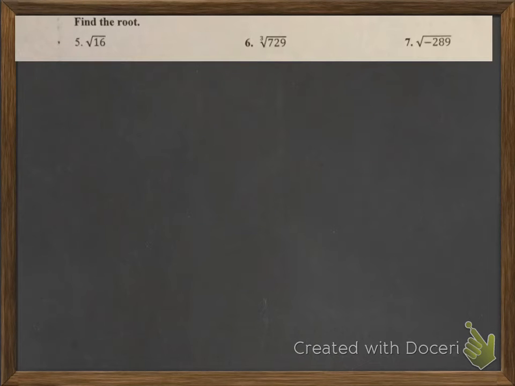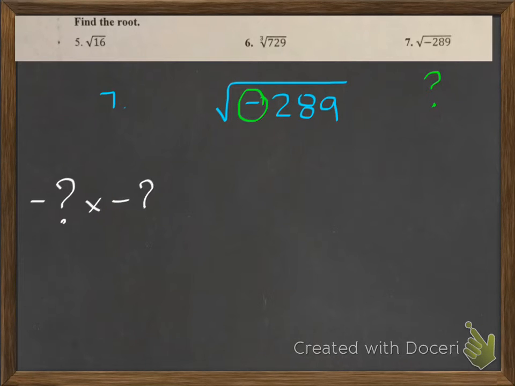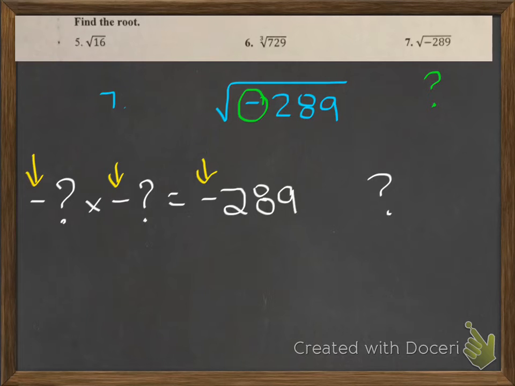Now we're going to look at number 7. Number 7's special because it's got that negative sign underneath the radical. So we need to ask ourselves, can we have a negative number times a negative number and equal a negative 289? Can that happen, folks? No, because when you have a negative times a negative, it will always equal a positive.